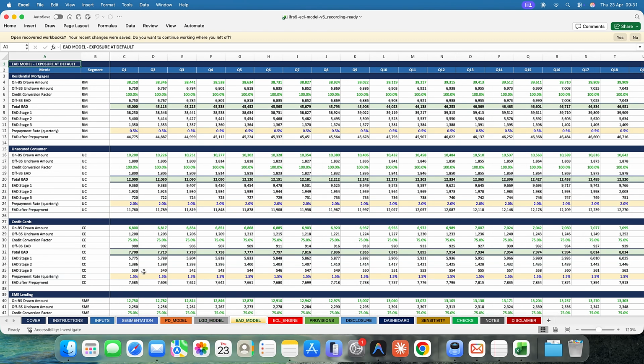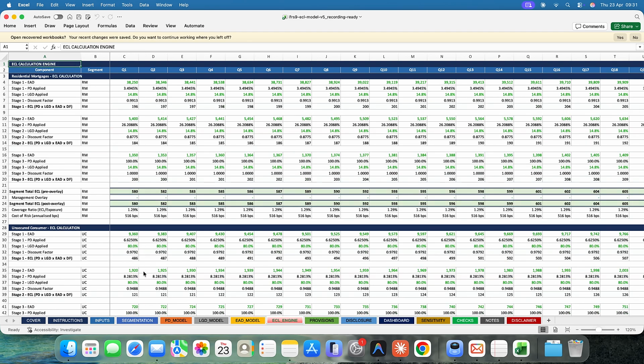EAD on the other tab. For amortizing exposures, scheduled balance at each horizon. For revolvers, credit conversion factors applied to undrawn. For guarantees, exposure equivalent. Every exposure type a bank balance sheet holds. 3 components: PD, LGD, EAD, each a proper submodel, not a shortcut.